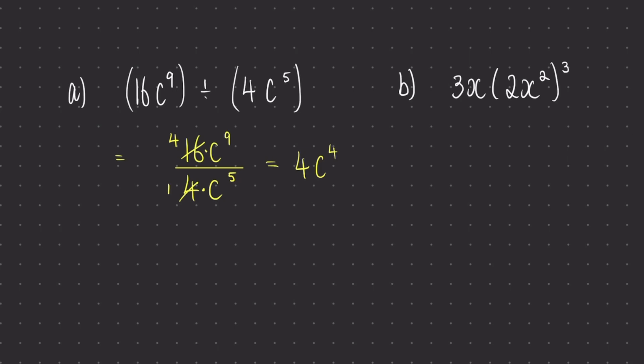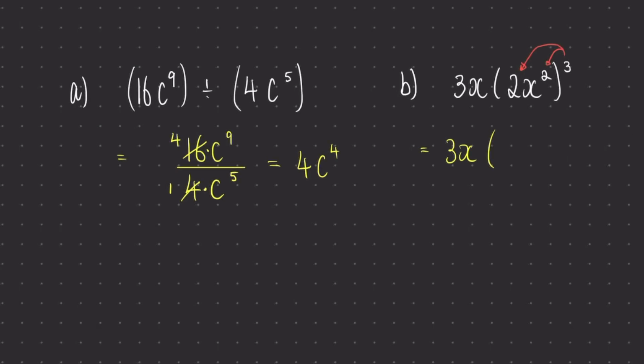Now here, because there's multiplication happening inside the bracket, I can take down this power and raise everything inside the bracket to the power of 3. So what that's going to look like is 3x, and inside the bracket I would have 2 to the power of 3 and x to the power of 2 times 3, which is 6. So now I can expand this bracket out. It's actually just a simple multiplication all the way through, so we can just remove the brackets.